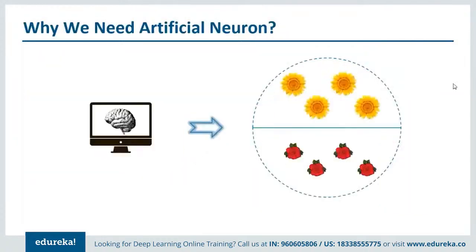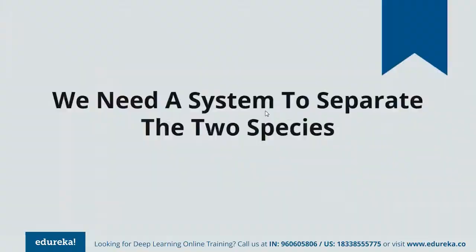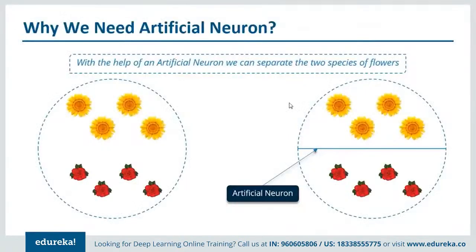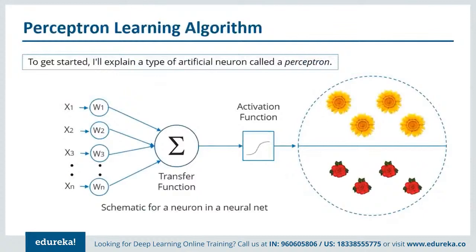And this is what exactly happens. This artificial neuron can actually classify the flowers, or you can say divide the flowers, on the basis of certain features. In our case, it is sepal length, sepal width, petal length, and petal width. On that basis, it can classify the two flowers. So what we need here is some sort of system that can actually separate the two species, and that system is nothing but an artificial neuron. One type of artificial neuron is a perceptron.